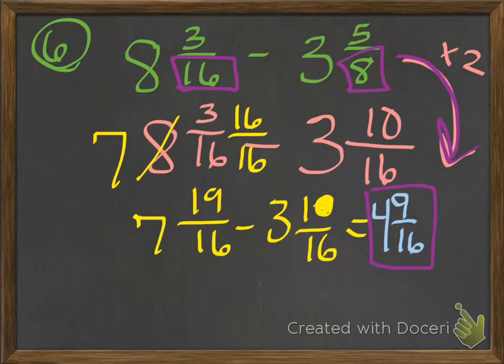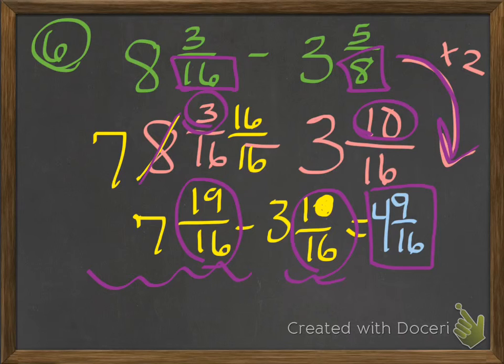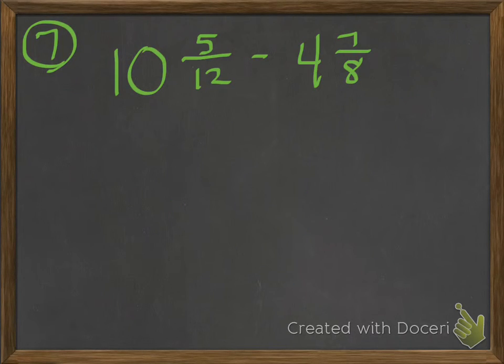And then I noticed, so 8 3/16 minus 3 10/16. The 3 minus 10 would not work. So I had to rename the fraction. I took away a whole and made that 7, and then added 16/16, and I got 19/16. 7 19/16 minus 3 10/16. Then I subtracted the fractions, and I got 9/16, and then subtracted the whole numbers and got 4. Number 7, 10 5/12 minus 4 7/8.